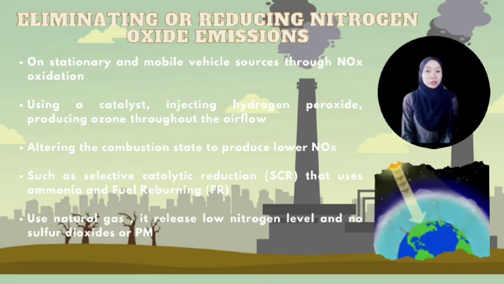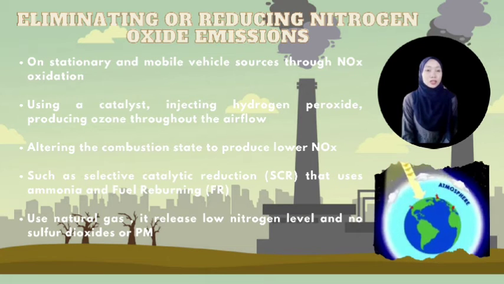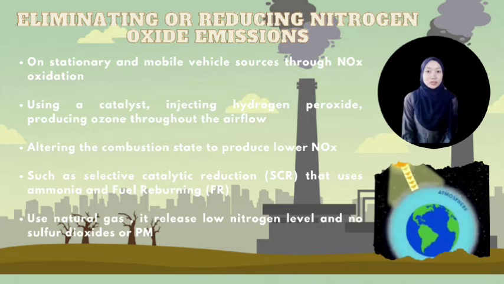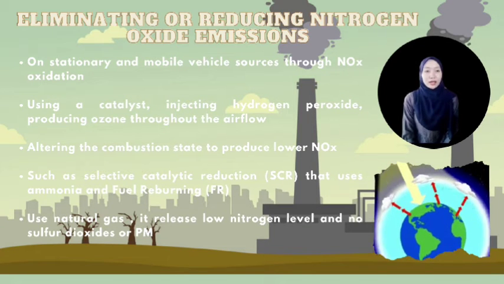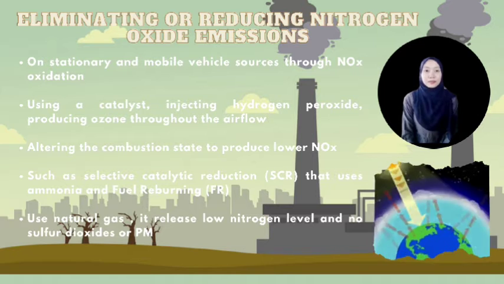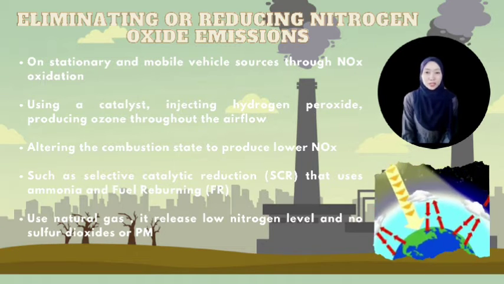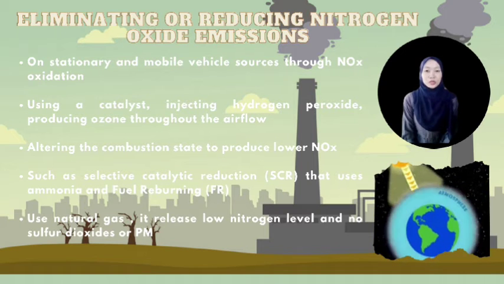Another method to handle nitrogen oxide discharge is by altering the combustion state to produce lower NOx, such as selective catalytic reduction (SCR) that uses ammonia, and fuel reburning (FR). This process is chemically reduced by the elimination of oxygen from NOx. The choice of fuel can also change to natural gas.